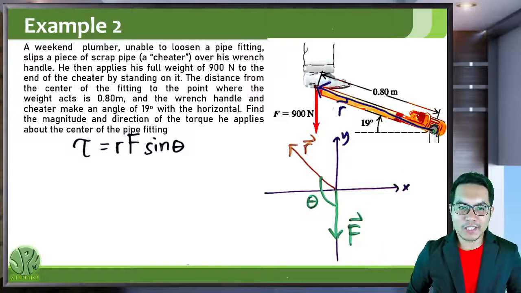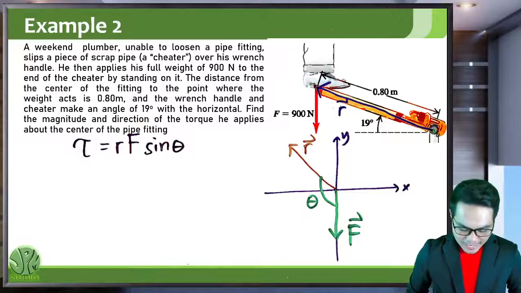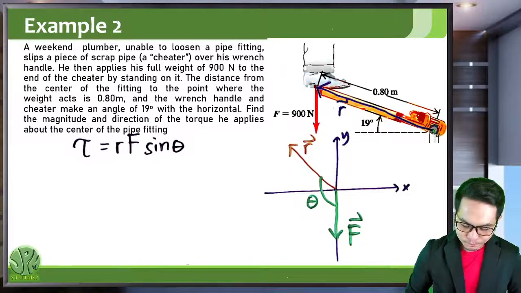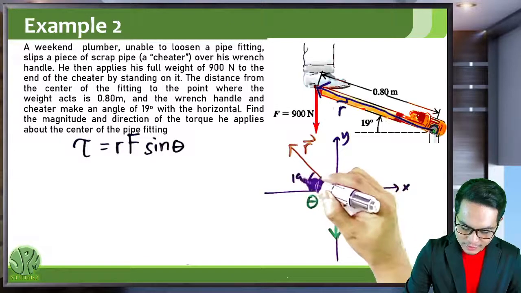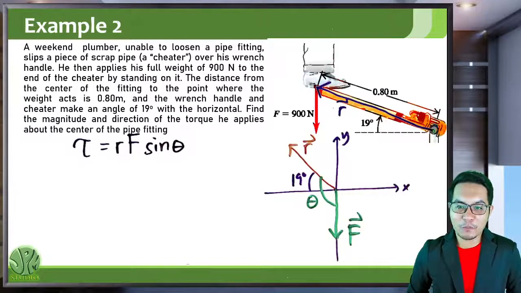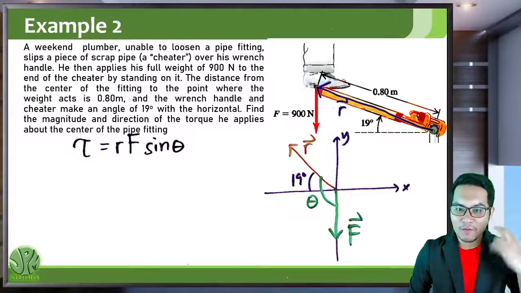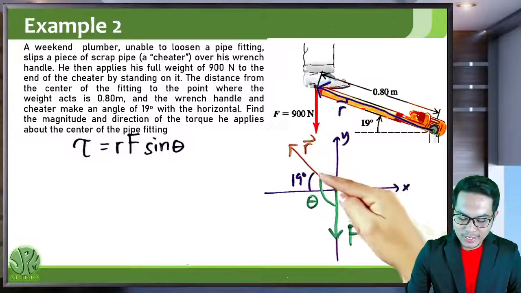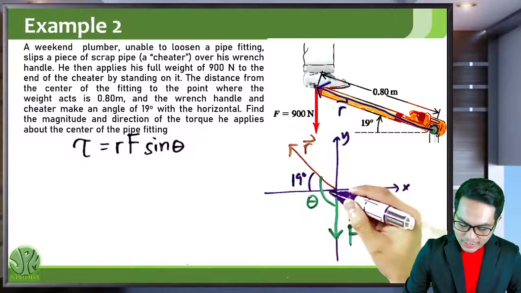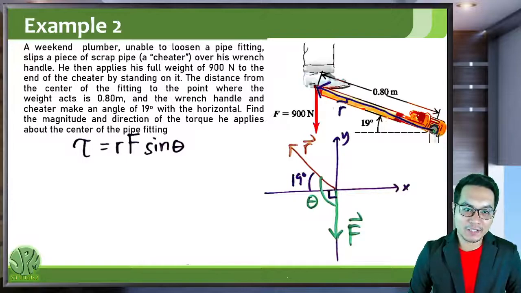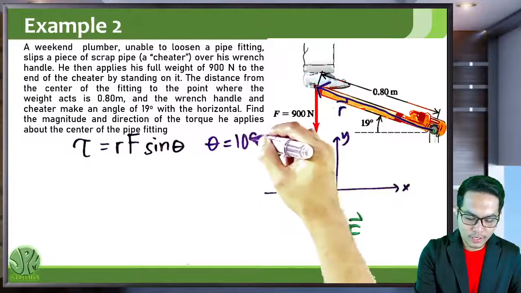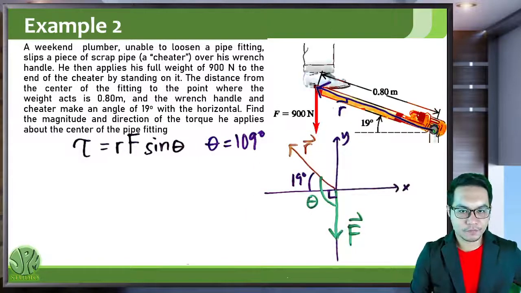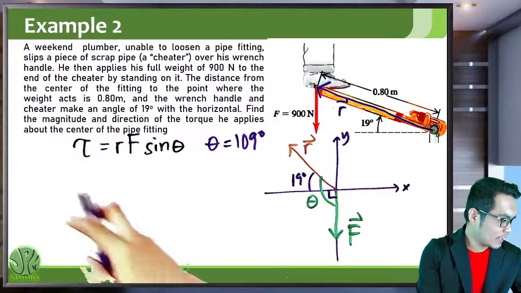That is your theta. This is actually the common mistake of students: they always use the given angle. 19 degrees is actually just this small angle here. From the figure, this is 19 degrees, but that is not the angle between the radius vector and the force. The angle is actually 19 degrees plus this angle here, which is 90 degrees. So theta here is actually 109 degrees.